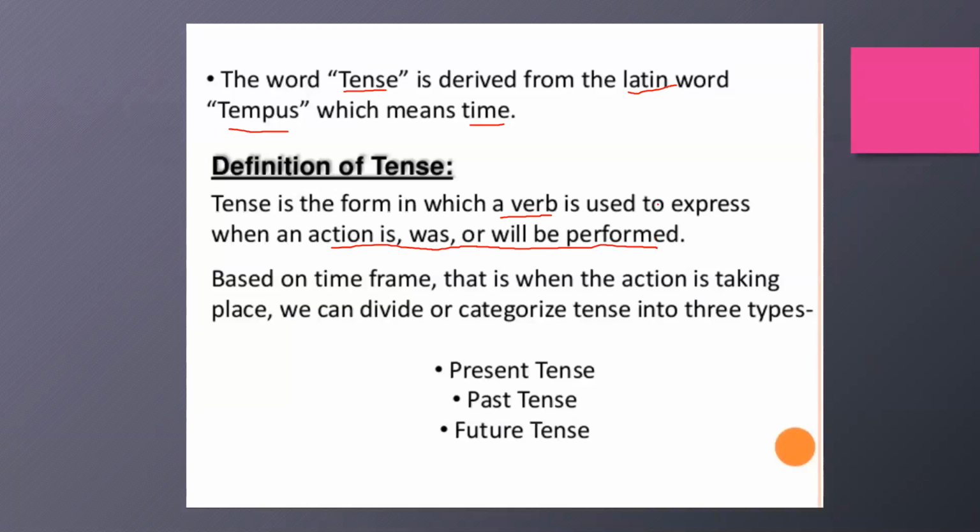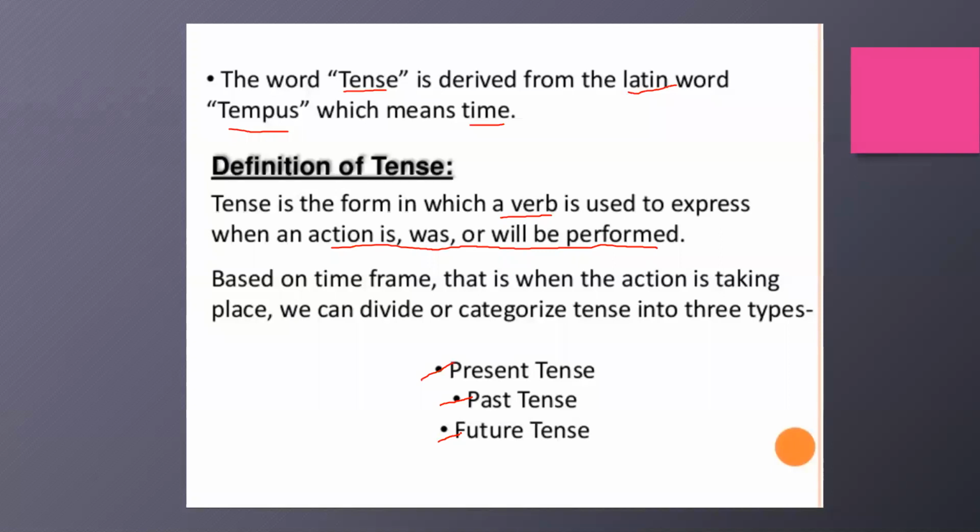Through tenses, we get to know when a particular action will be taking place, whether it will be taking place in the future, is there in the present, or has taken place in the past. Based on the time frame, that is when the action is taking place, we can categorize tenses into three different types: the present tense, the past tense, and the future tense.